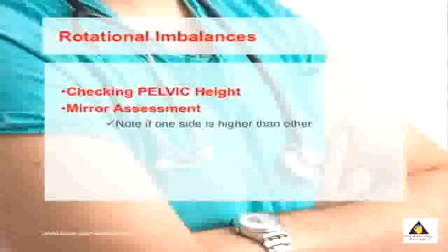The first test is very simple. All you're doing is looking at your pelvic height. So all you do is look in a mirror and note if one side of your pelvis is higher than the other. There are two landmarks that you can use. The first is what's called the ASIS, which are the bumps on the front of your pelvis, or alternately, you can just place your hands on top of your hips.